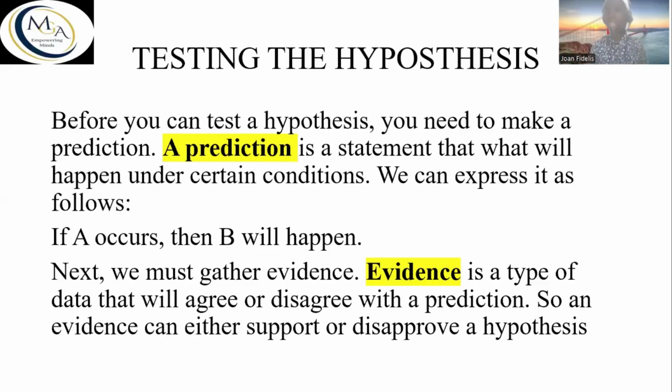So next we have to gather evidence. Evidence is a type of data that will agree or disagree with a prediction. So evidence can either support or disprove a hypothesis. So tomorrow when it begins to rain, we may go out with our own umbrella and begin to look to see if other people came out with umbrellas, and then we record the data. Maybe we saw 5 people with umbrellas, or I didn't see anybody with an umbrella. So that's what the evidence is.